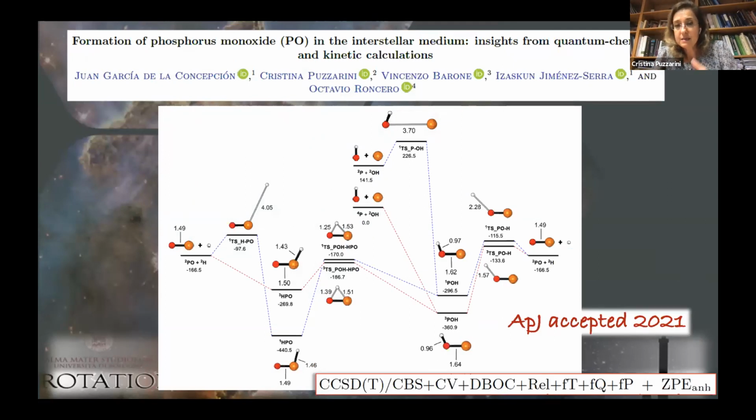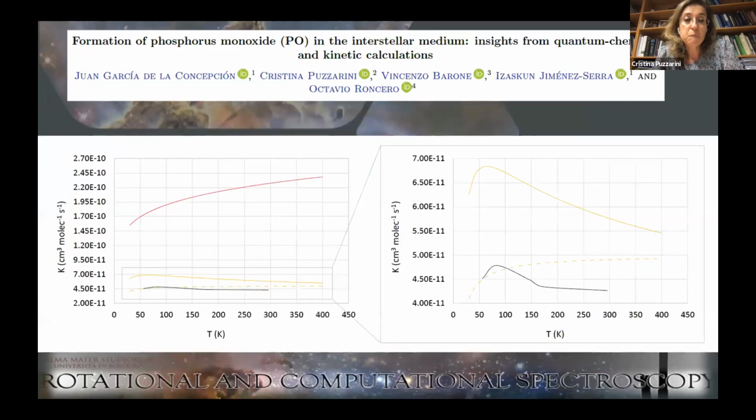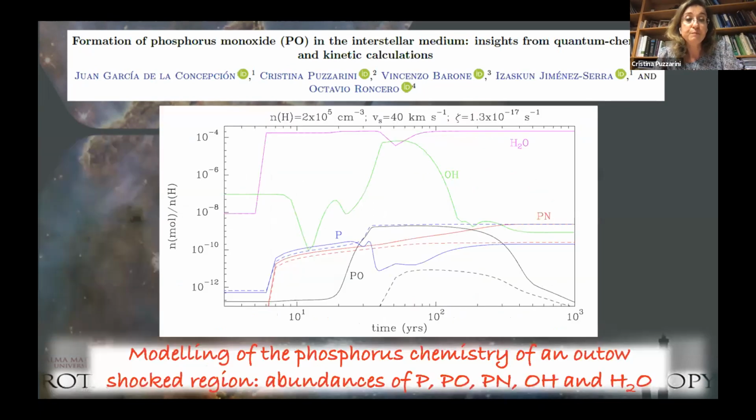I can skip this. This is another interesting example. In this case, we push even to pentacle, and it's the demonstration that you can treat from a computational point of view intermediate structures that have a multi-reference character, even at this high level. And for phosphorus, this is the kinetics for the N plus OH reaction, and it's completely different from what you get for the phosphorus plus OH.